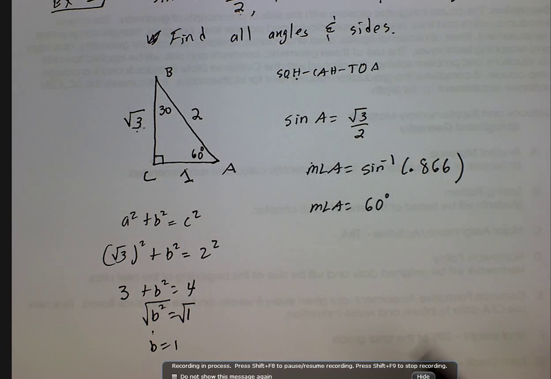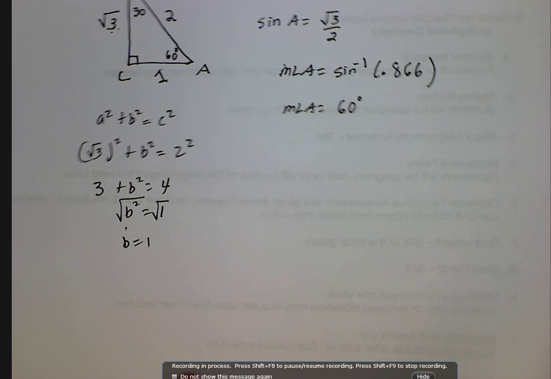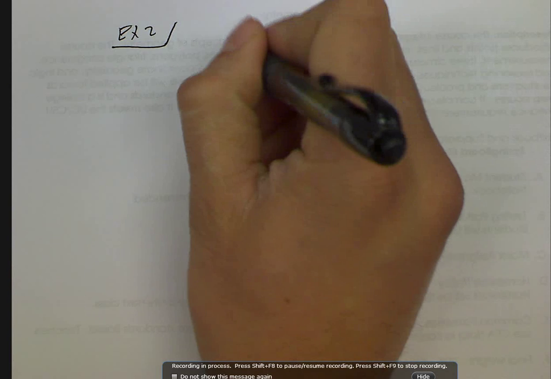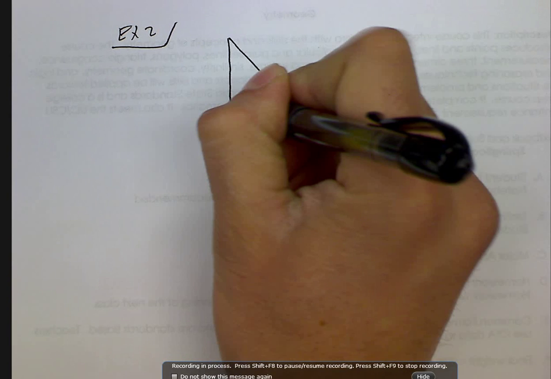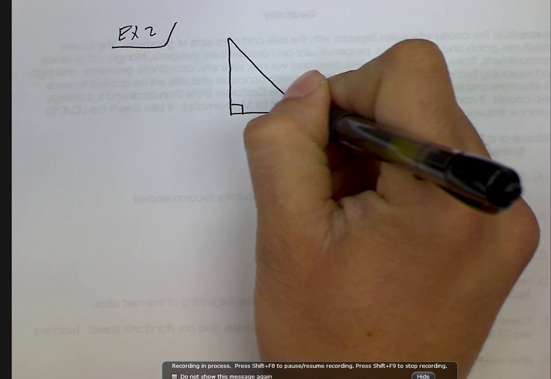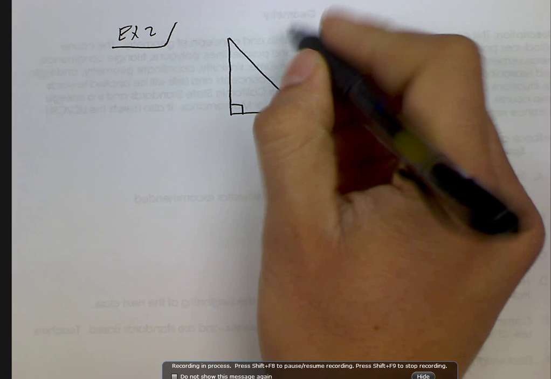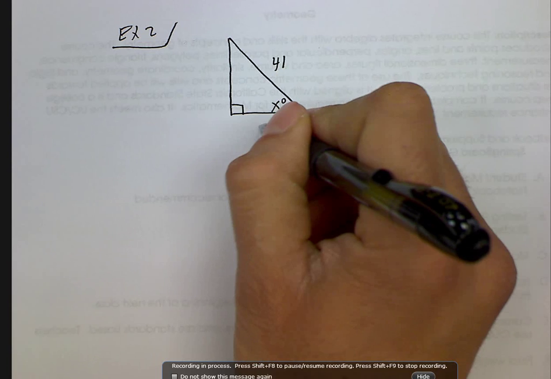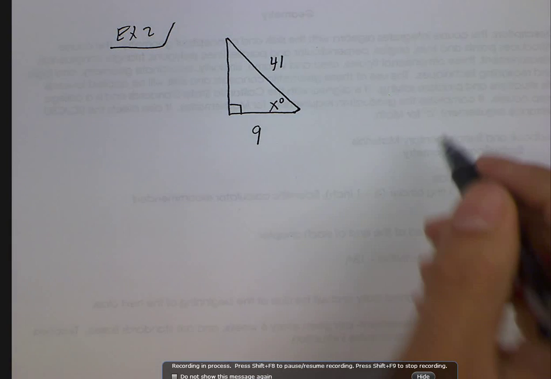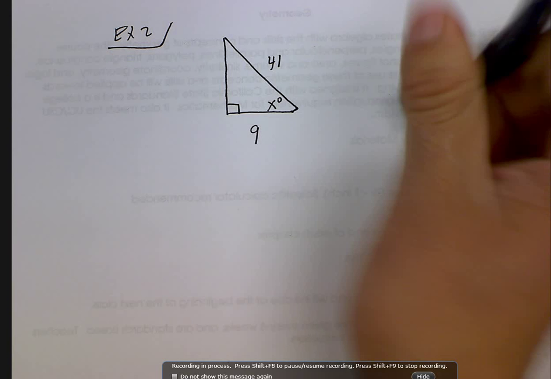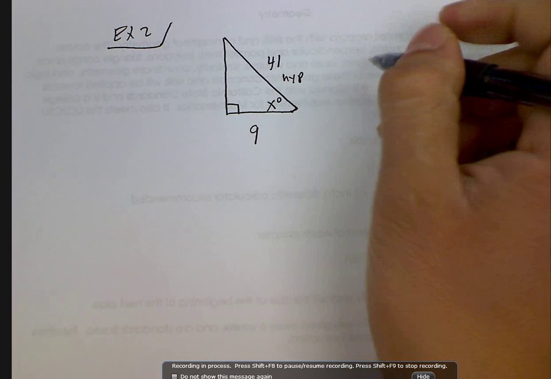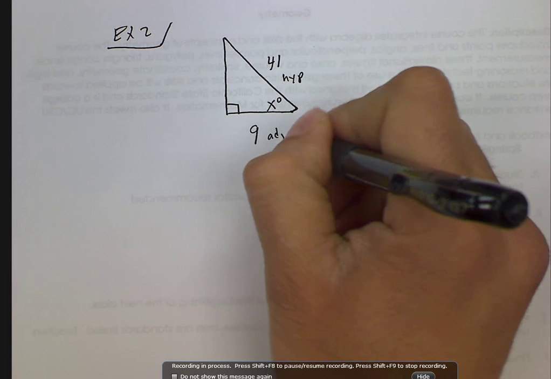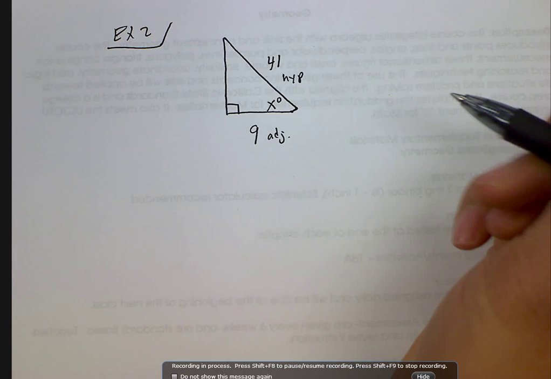All right, let's look at another example when it's not as nice as this one. So let's see, example number 2. Let's say I have this. I'm going to give it to you already set up. This one we're going to call x degrees because that's what we're finding. That one's 41, and that one is 9. So let's label the triangle. So I know this one is the hypotenuse, this one is the adjacent, and this one is obviously the opposite, but we're not asked to find that one.